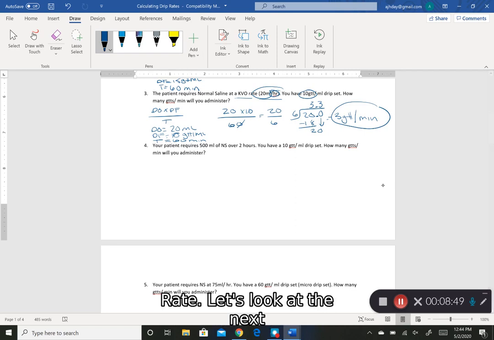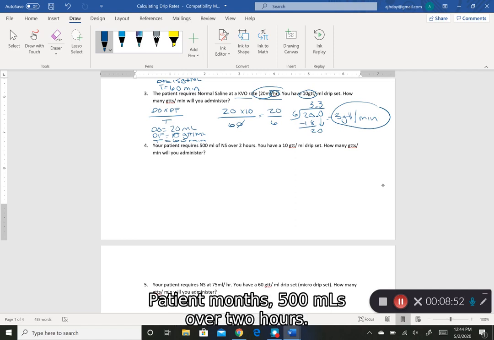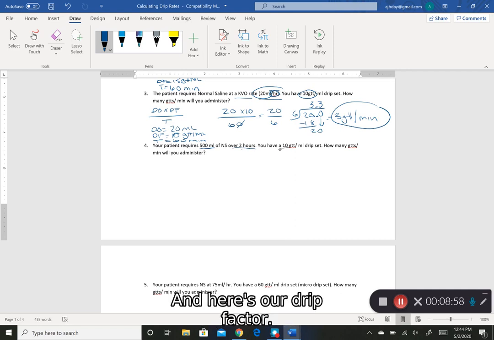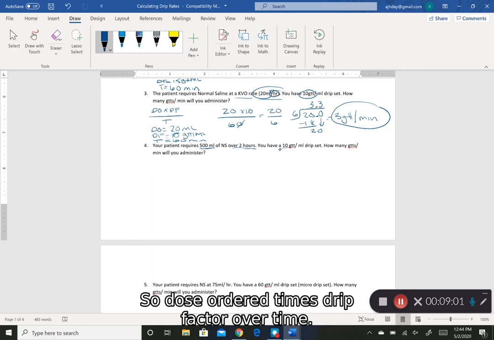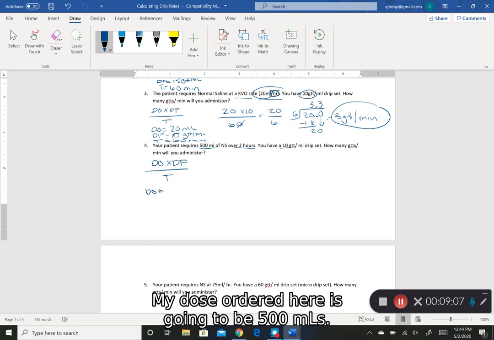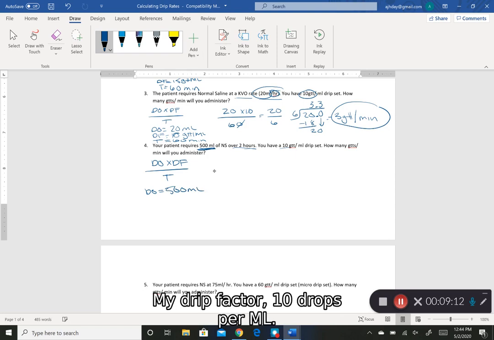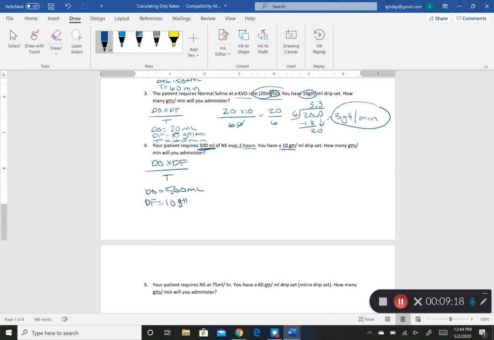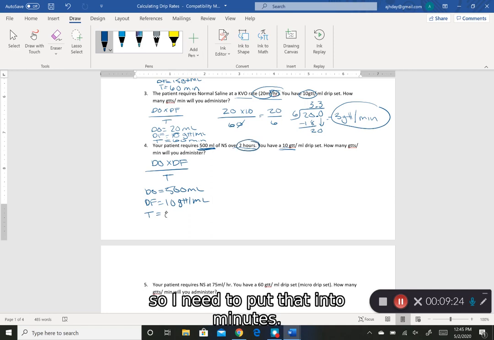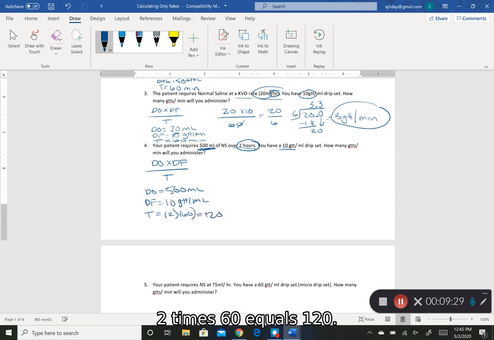All right, let's look at the next one. It's going to be a little more complicated. Patient wants 500 mLs over 2 hours, and here's our drip factor. So dose ordered times drip factor over time. My dose ordered here is going to be 500 mLs. My drip factor, 10 drops per ml. And my time here is 2 hours, so I need to put that into minutes. There's 60 minutes in an hour, 2 times 60 equals 120.